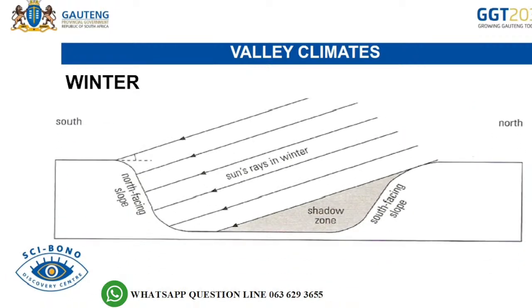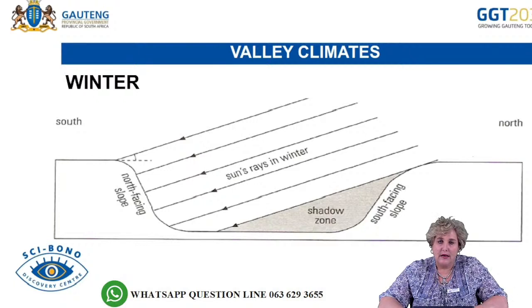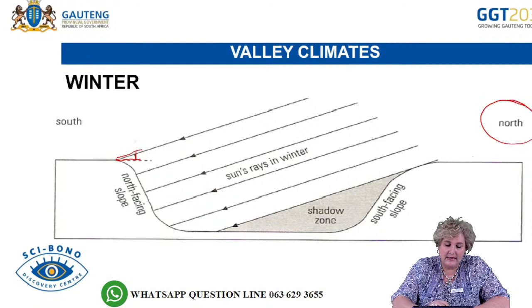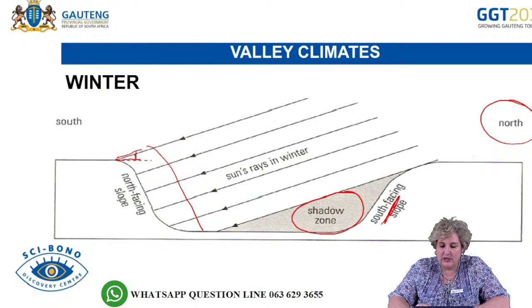Okay, in winter, I'm now going to show you the difference of the angle of the sun in winter than in summer. So here you can see in winter, the angle at which the sun's rays come in from the north is more flat, more gentle. And therefore my shadow zone, the south-facing slope, doesn't get any sun in winter. If it gets any, it's very little.